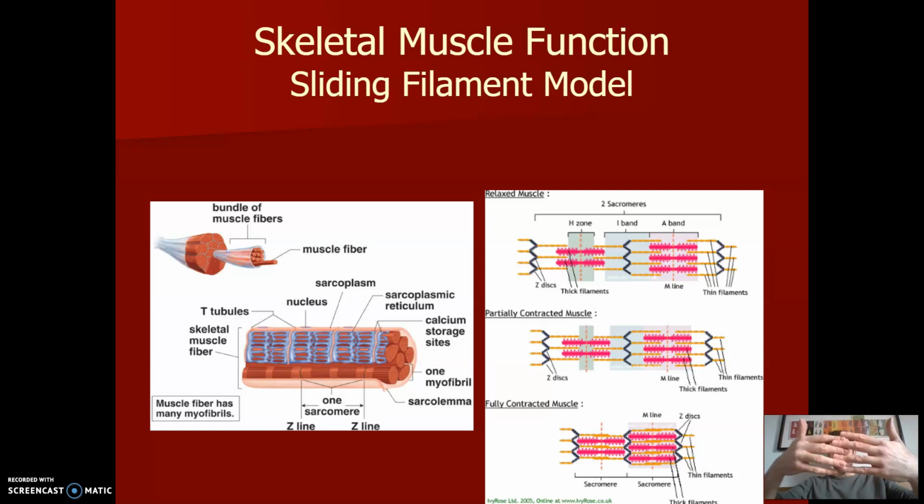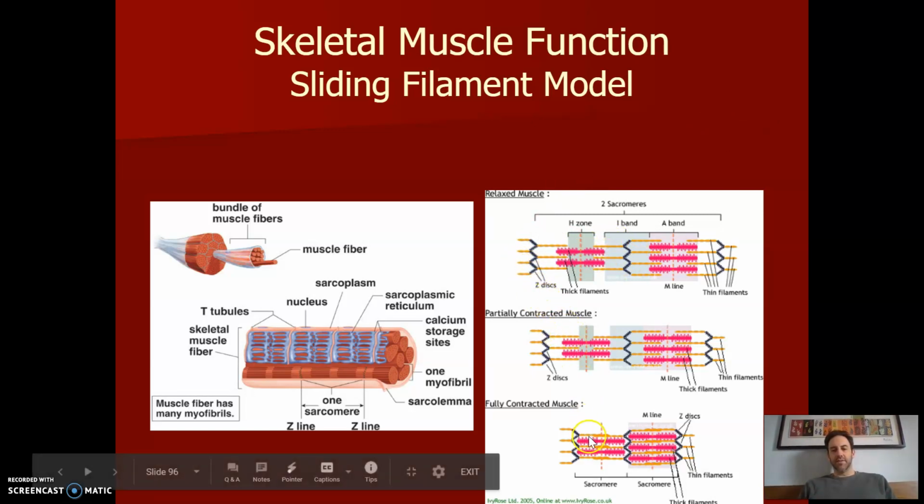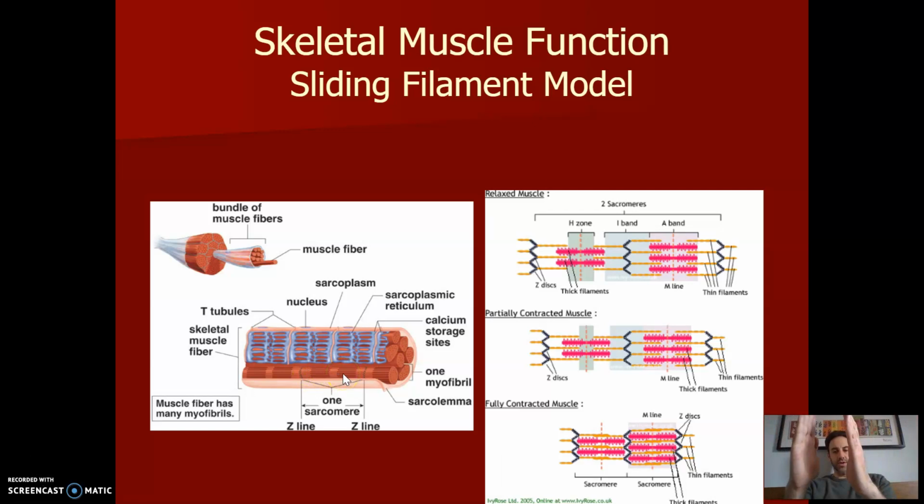And so what happens when your muscle contracts is those thick and thin filaments slide past one another. And you can see that in this diagram. Here they are fairly spaced apart, and then they start to slide. The degree of overlap increases, and so boom, they are now sliding over one another. And you can imagine if they're sliding past one another, that sarcomere is going to get shorter.